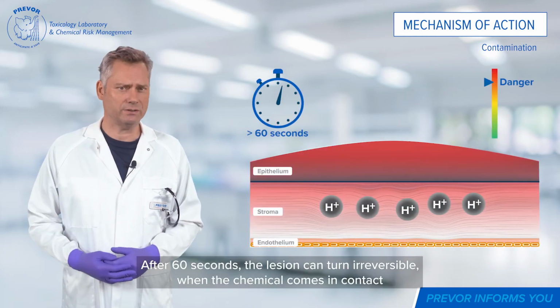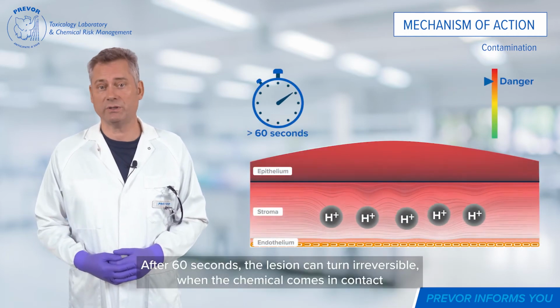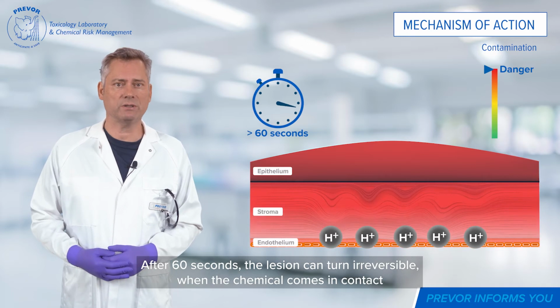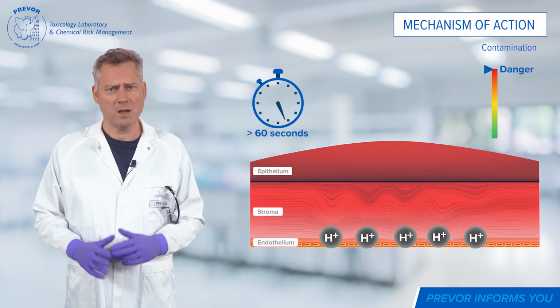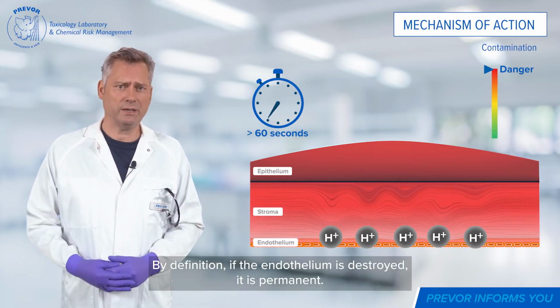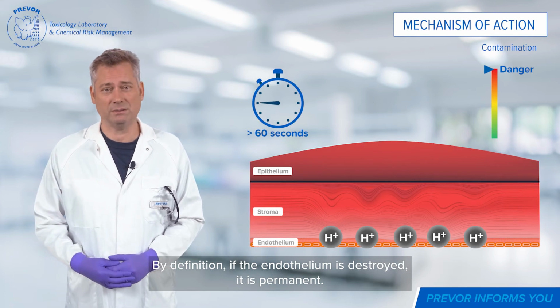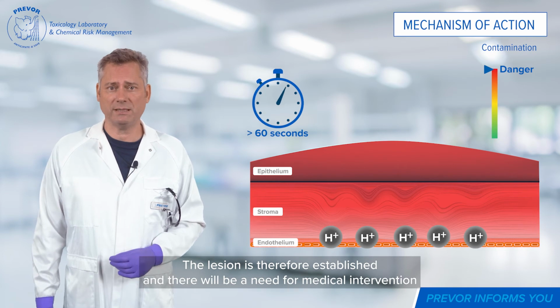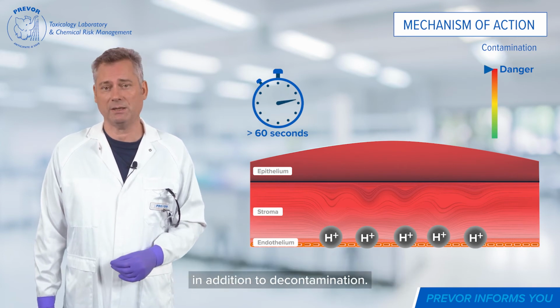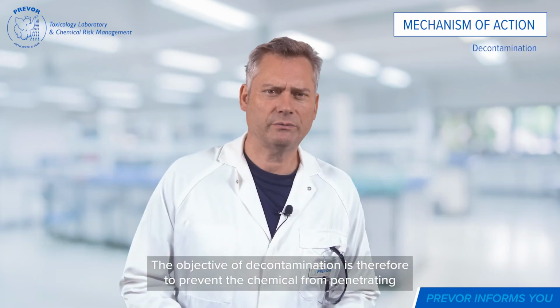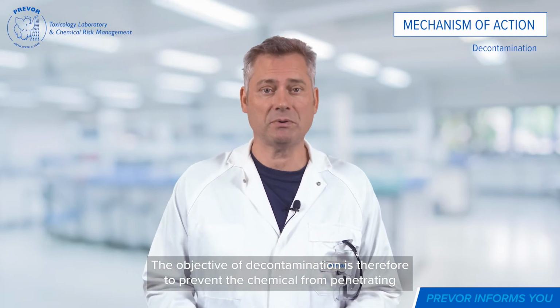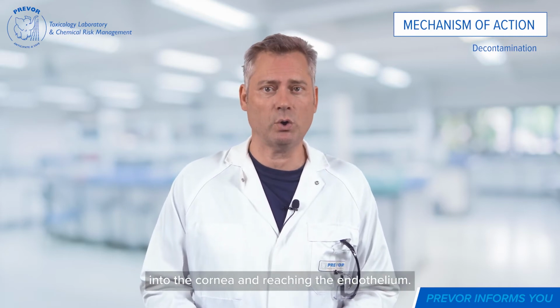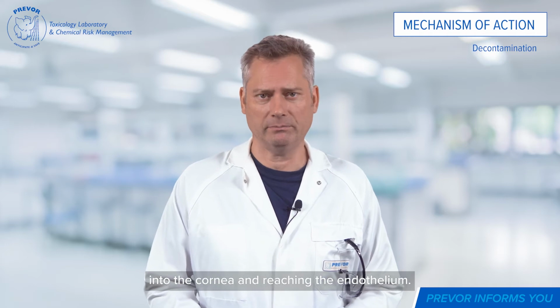After 60 seconds, the lesion can turn irreversible when the chemical comes in contact with the endothelium. By definition, if the endothelium is destroyed, it is permanent. The lesion is therefore established, and there will be a need for medical intervention in addition to decontamination. The objective of decontamination is therefore to prevent the chemical from penetrating into the cornea and reaching the endothelium.